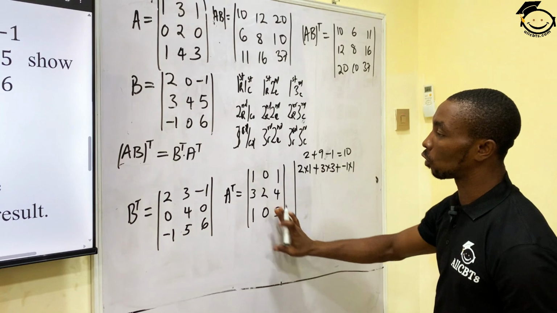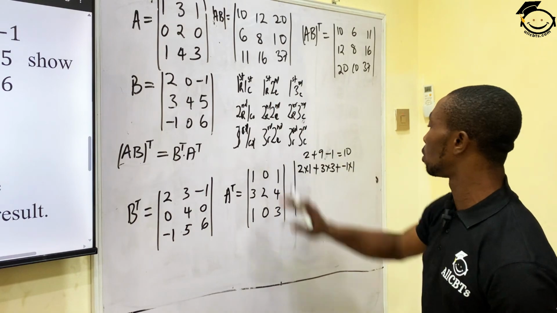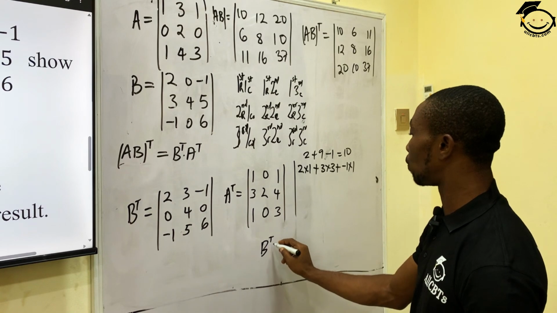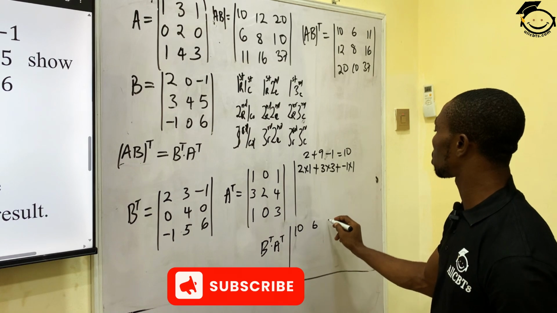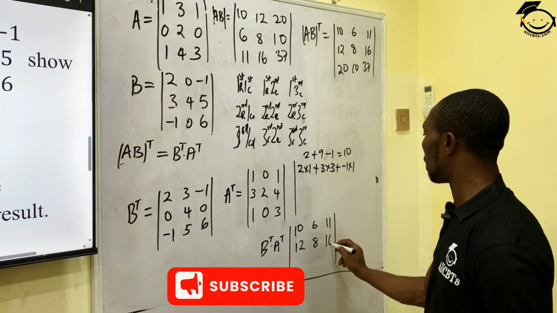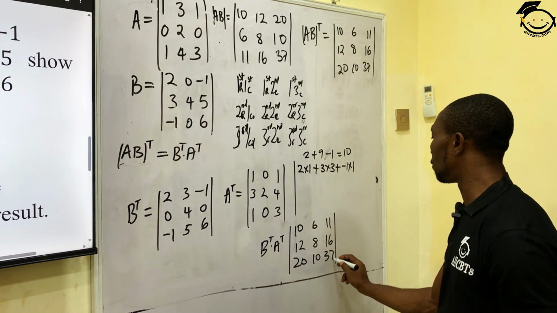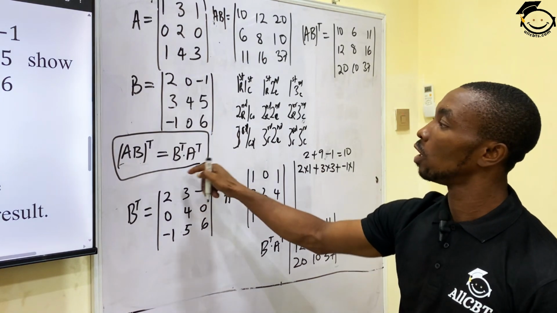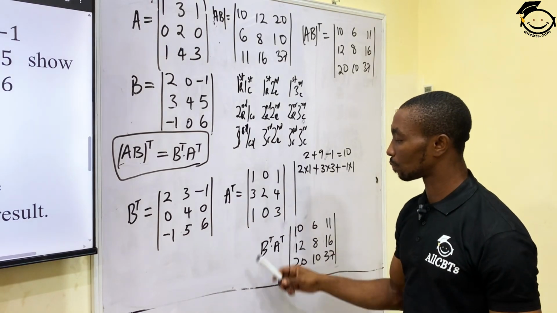At the end of the day, if you finish transposing all this and finish your multiplication using this here, you will find out that your B transpose times A transpose is 10, 6, 11, 12, 8, 16, and 20, 10, 37, which satisfies this, that our AB transpose is equal to B transpose times A transpose.